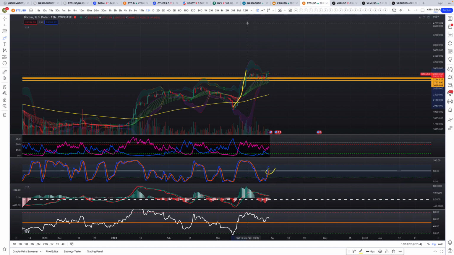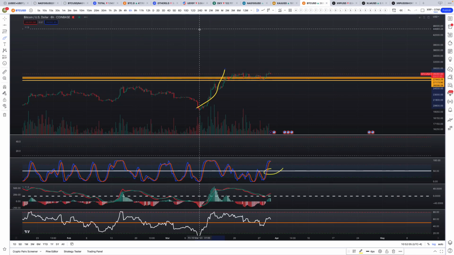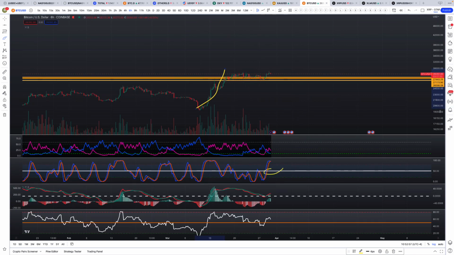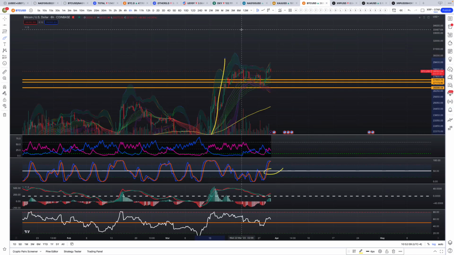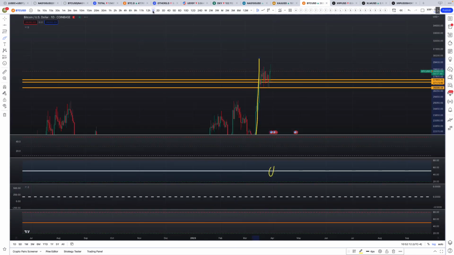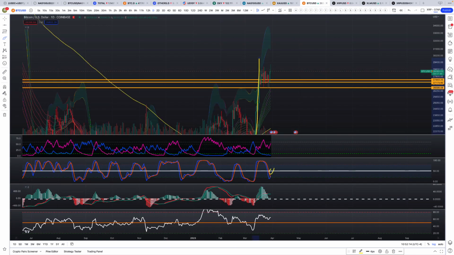But I would say we need to see some more come in. Let's go to the 6-hour. Yeah, we need to see some more come in the short term so we can see those bigger, higher time frames really convert and see the momentum head up.